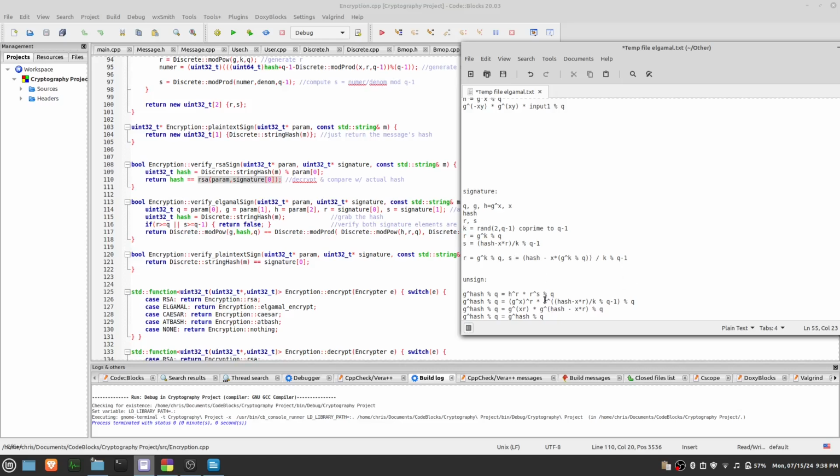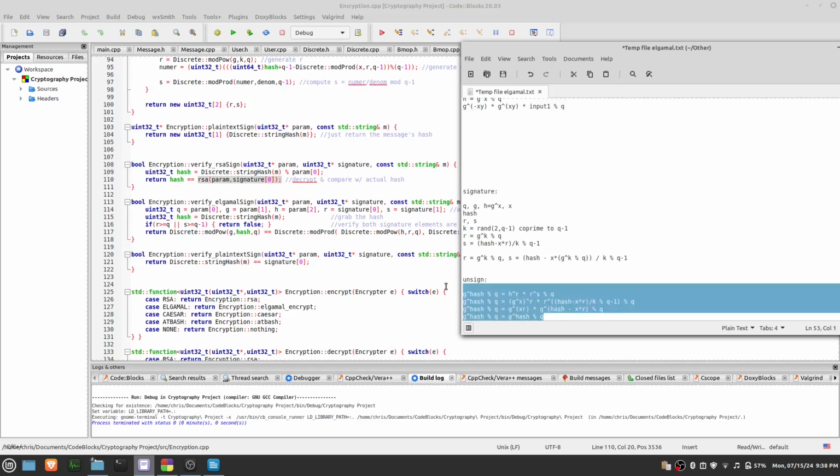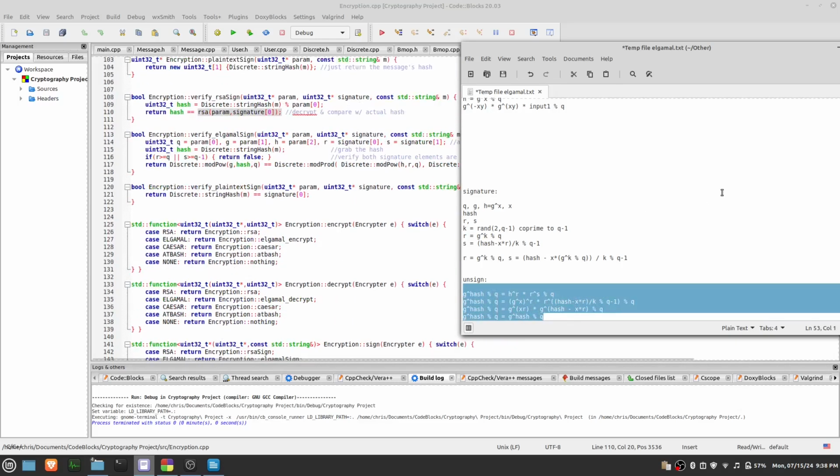Then r to the s is g to the power of that something, which is the hash minus x times r, and this is g to the power of xr, so it works out.